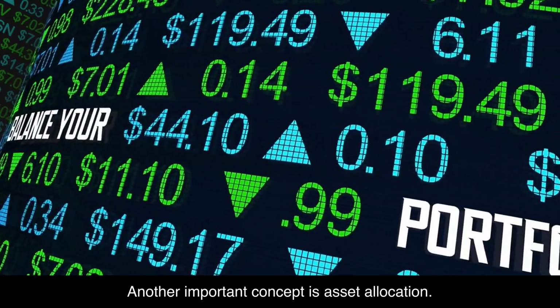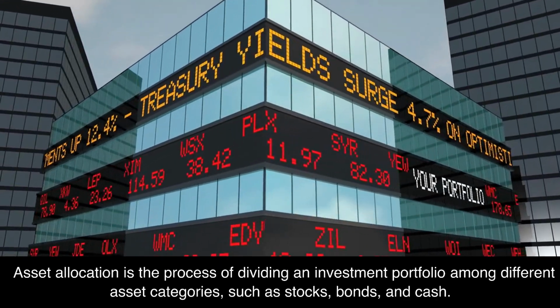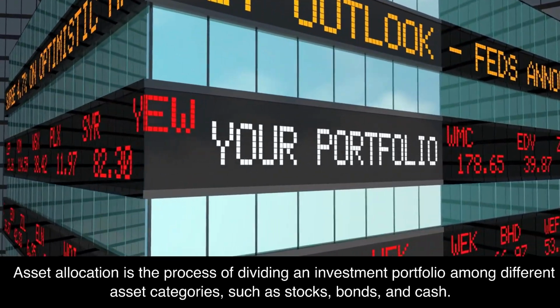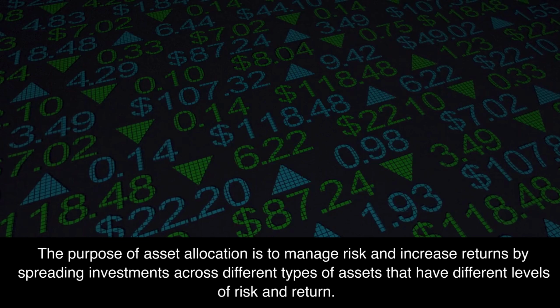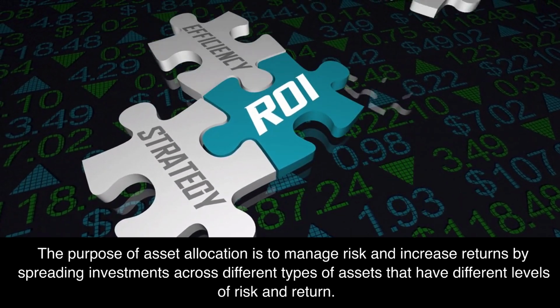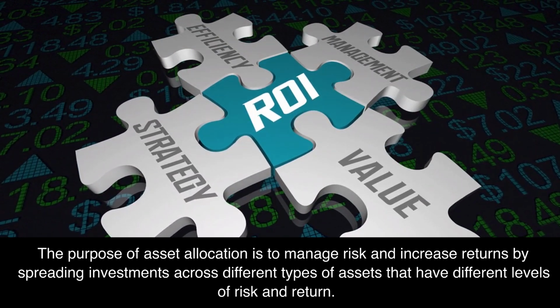Another important concept is asset allocation. Asset allocation is the process of dividing an investment portfolio among different asset categories, such as stocks, bonds, and cash. The purpose of asset allocation is to manage risk and increase returns by spreading investments across different types of assets that have different levels of risk and return.